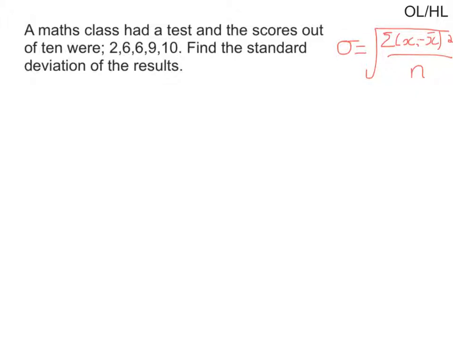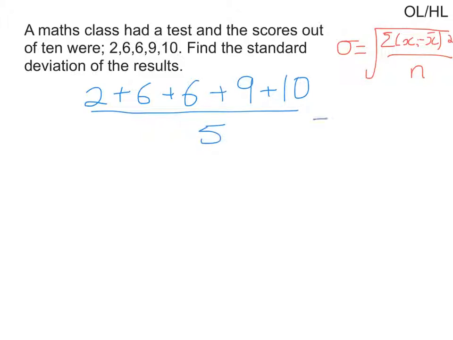A maths class had a test and the scores out of 10 were 2, 6, 6, 9 and 10. Find the standard deviation of these results. For the standard deviation formula, we need the mean of the dataset. So to calculate the mean, we add up all the numbers, 2 plus 6 plus 6 plus 9 plus 10, and we divide by the number of numbers, in this case 5. And we get an answer of 33 over 5 or 6.6.